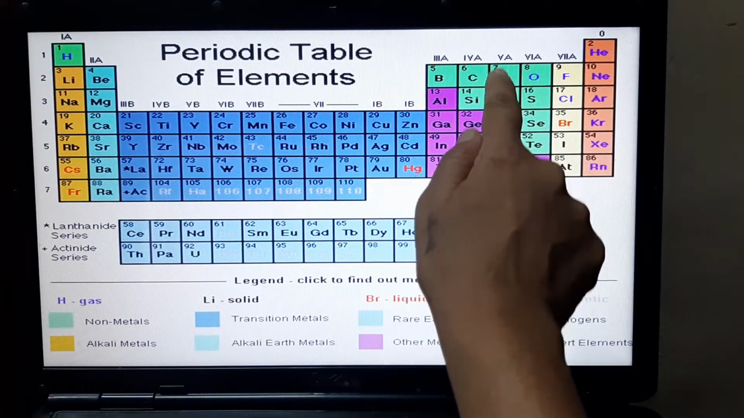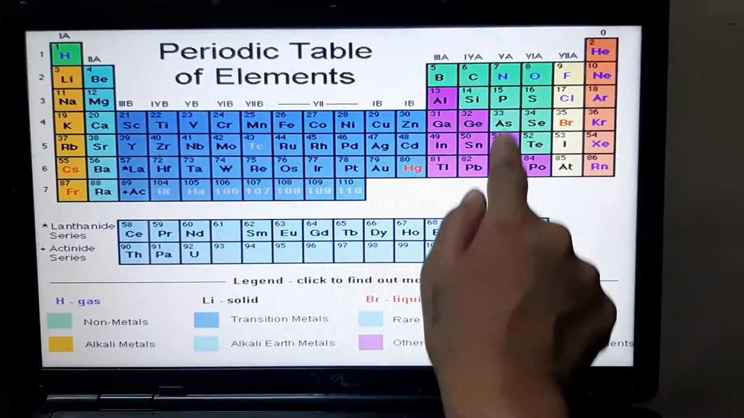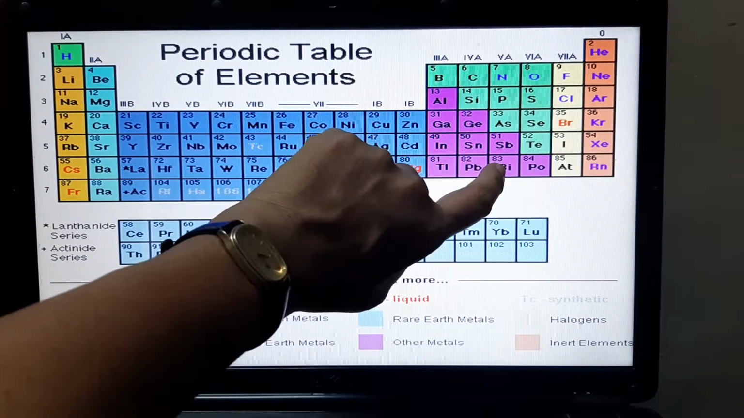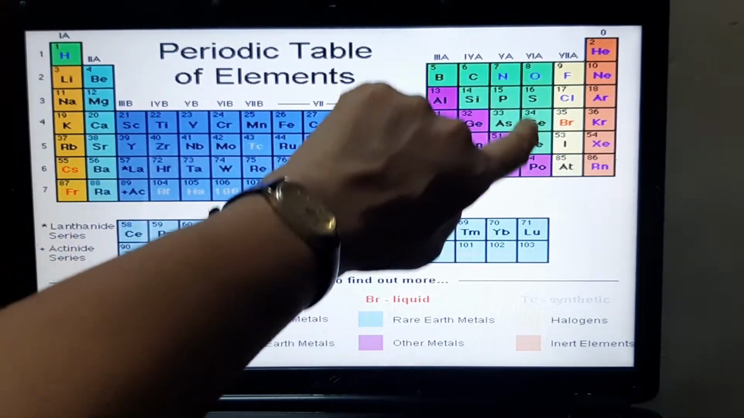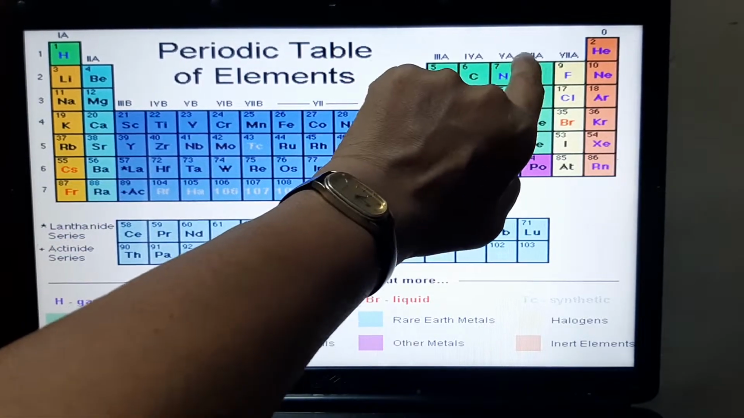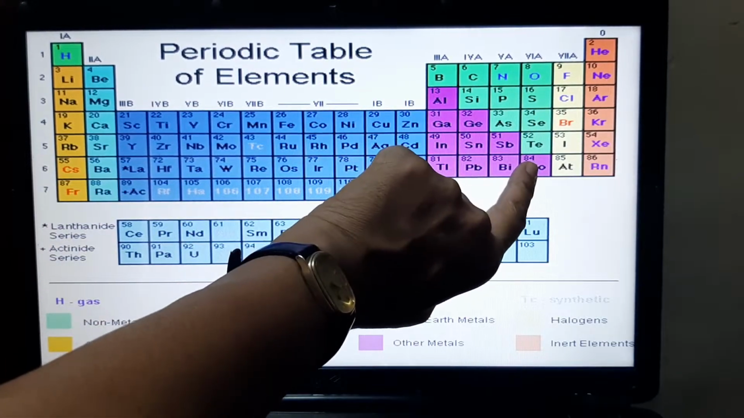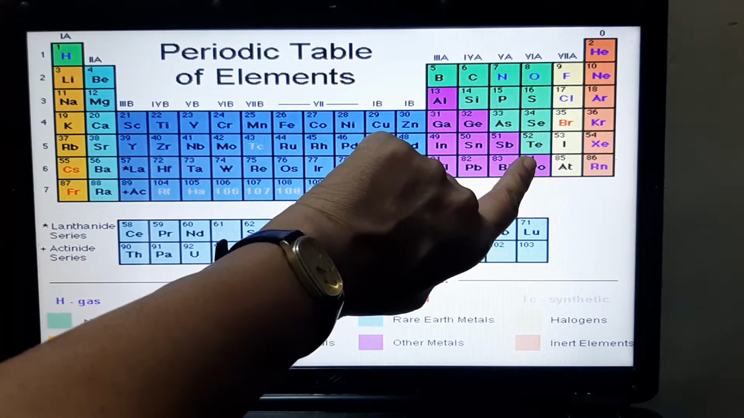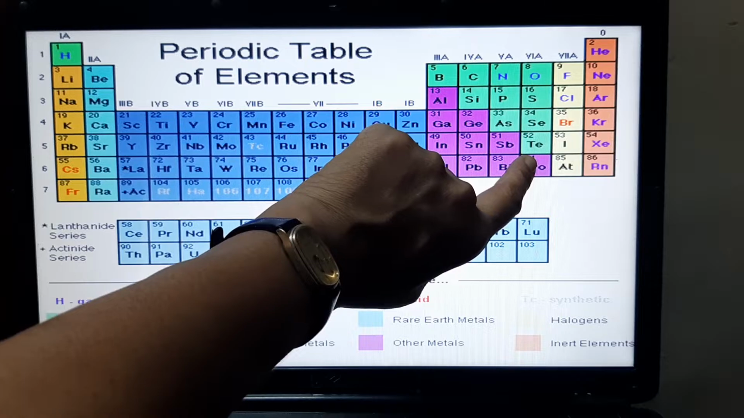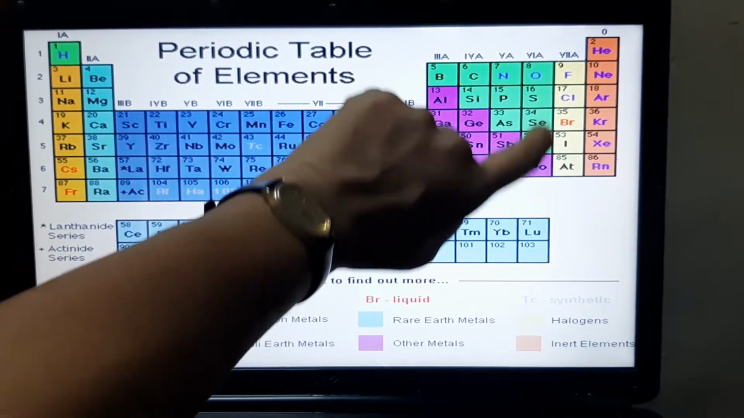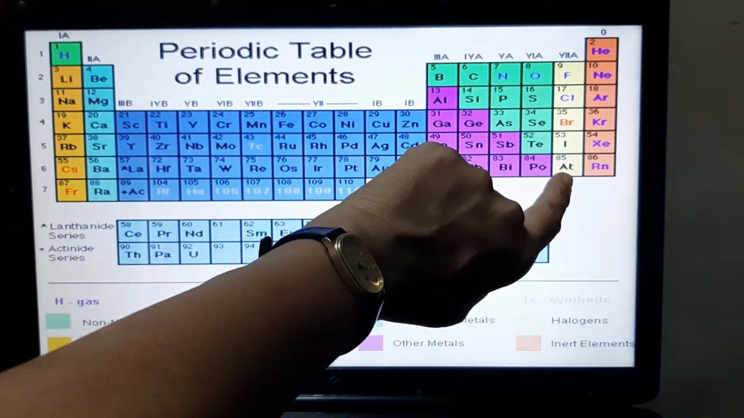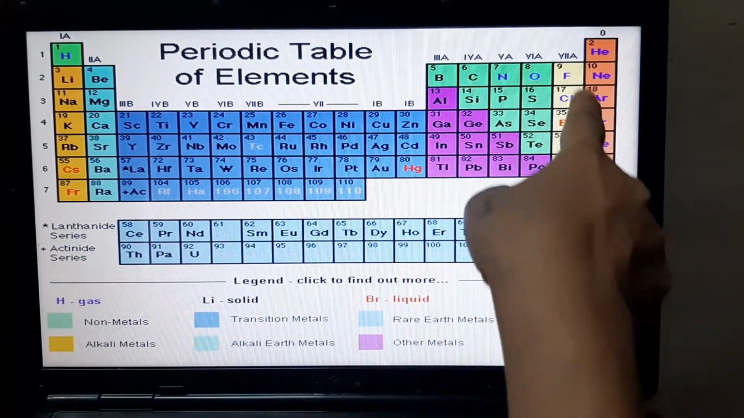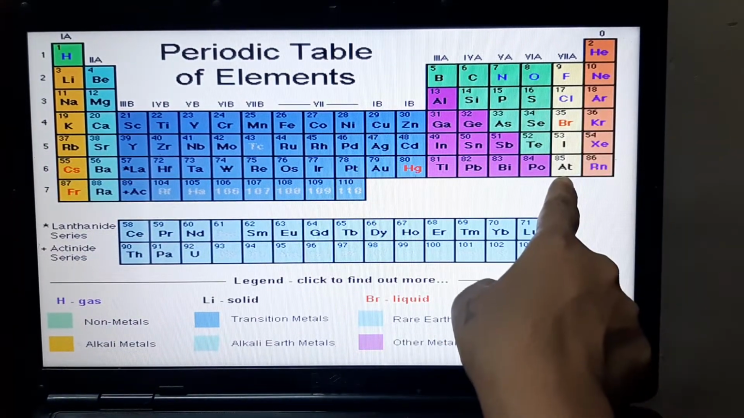Over here, they have 5 electrons in the outermost orbit, and therefore the valency will be 3. And the valency over here, they have 6. Group 6 elements have 6 electrons in the outermost orbit, and because they have 6 electrons in the outermost orbit, the valency will be 2, because you require 2 electrons to become stable. Likewise, all the elements in group 7 have 7 electrons in the outermost orbit, and therefore their valency will be 1.